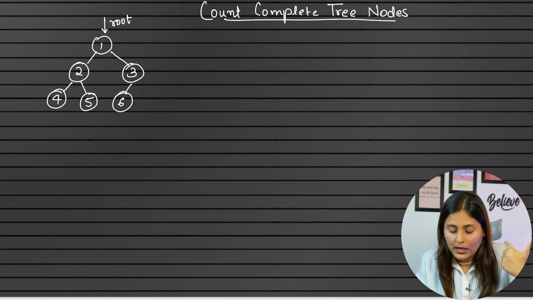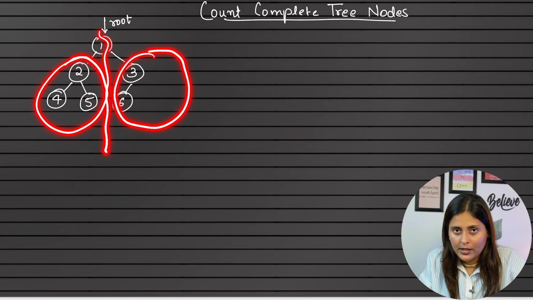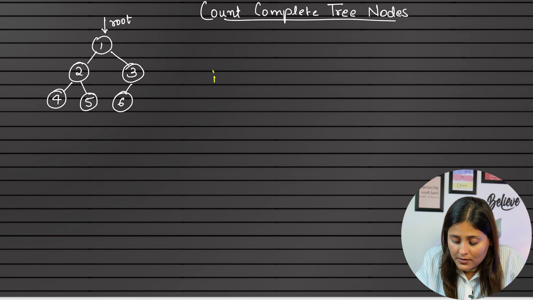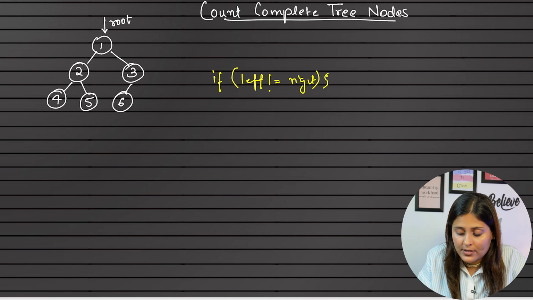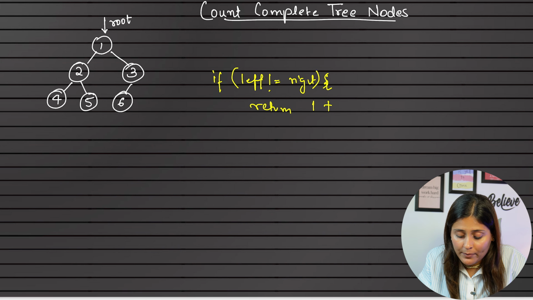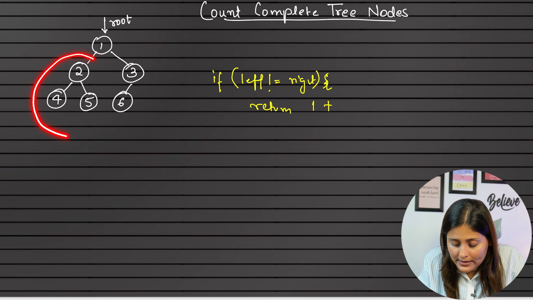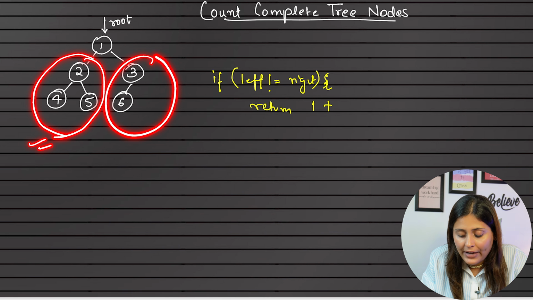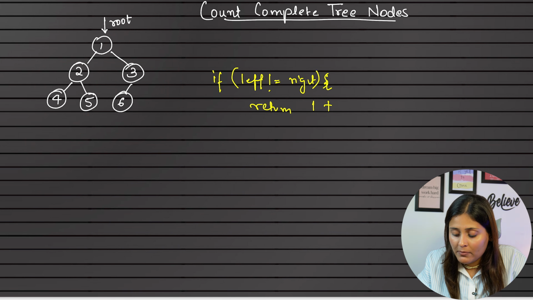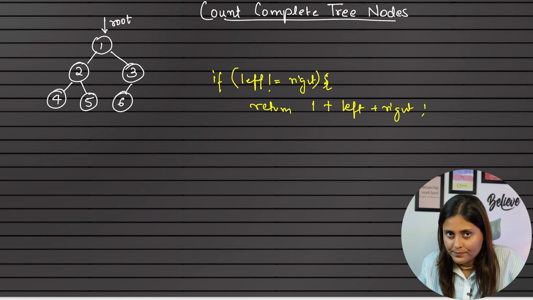Now again, what will we do? We'll break this into two parts, like this part and this part. Remember, when the left was not equal to the right, then only we returned the total count as 1 plus. Why? Because from here the left count and right count were not equal. So I am saying break this into two halves, left half and right half, and then count me also. So that is why 1 plus left plus right. Can I say that?